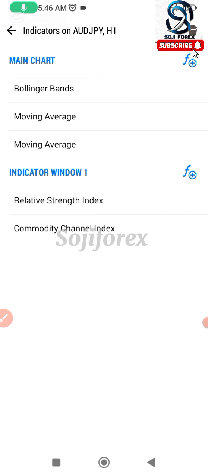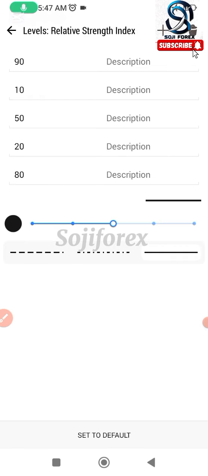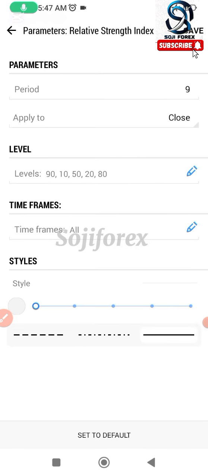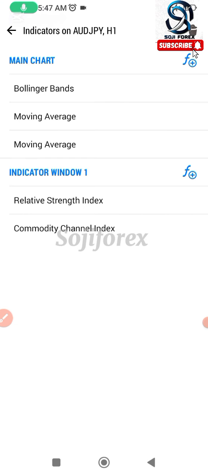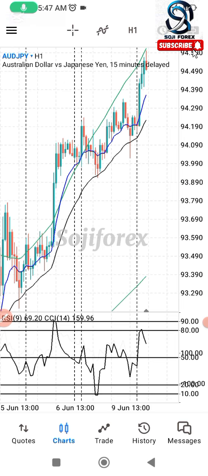You apply to close. You have a relative strength index. Here are the levels. The levels are 90, 10, 50, 20 and 80 respectively. Then we have our commodity channel index, and here is the setup. So when you are done with your setup, your chart will be looking exactly like mine.